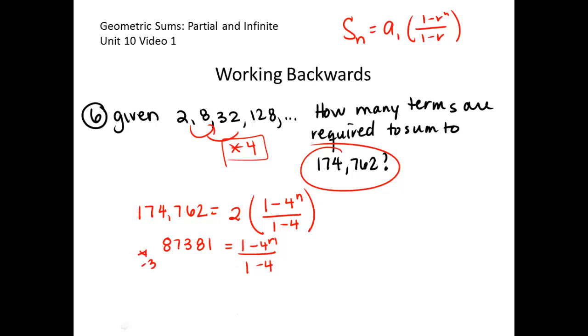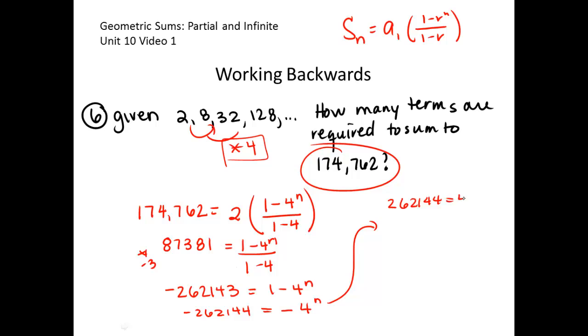It's still in my calculator, so now I've got negative 262,143 equal to 1 minus 4 to the n power. Next I want to subtract 1 to the other side, and that gives me negative 262,144 equal to negative 4 to the n power. I'm going to divide both sides by negative 1 so that it's positive, and that leaves me with 262,144 equal to 4 to the nth power.